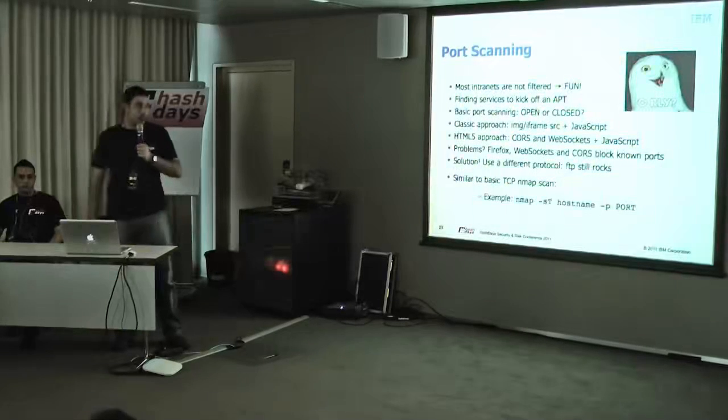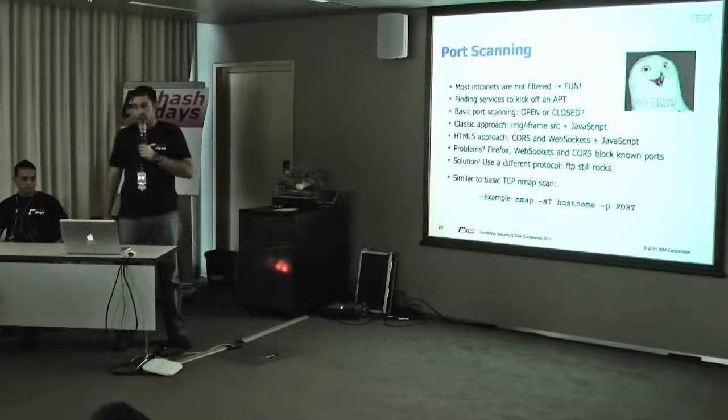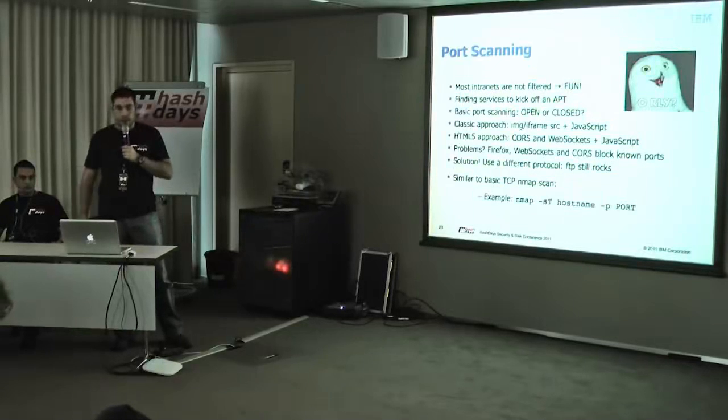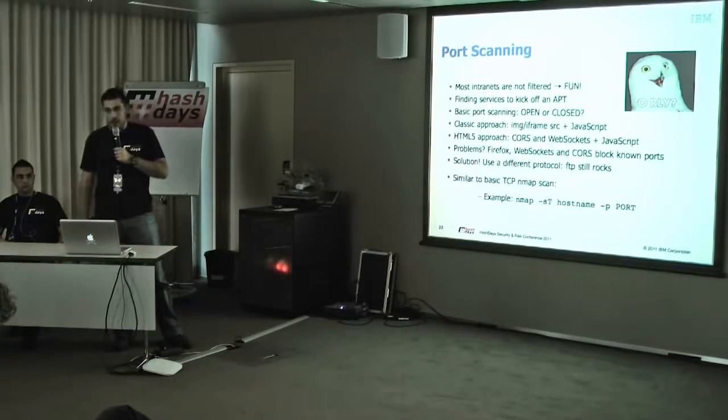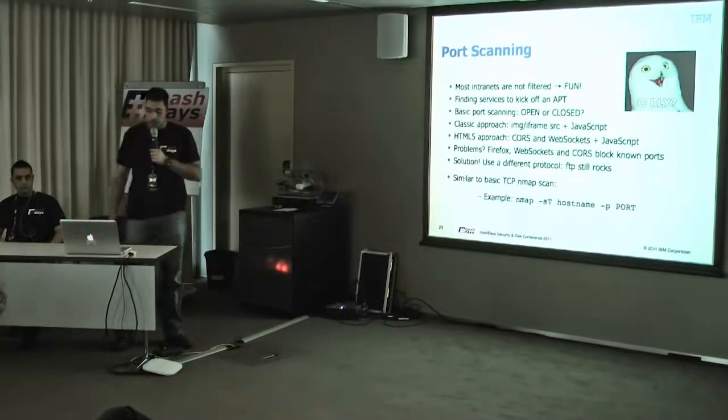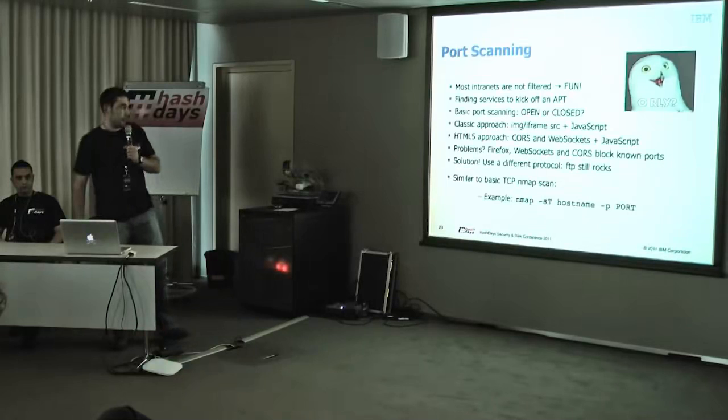The interesting thing here is that most intranets are not filtered, because they are running tests: developers are running code, and there are performance and reliability tests going on. If you start deploying firewalls or IDS, they will start having performance issues. That's good for us because it means nothing will stop our requests, and this is just plain HTTP traffic. So it's good to discover services that are there, and if you want to kick off an APT, you have that information.